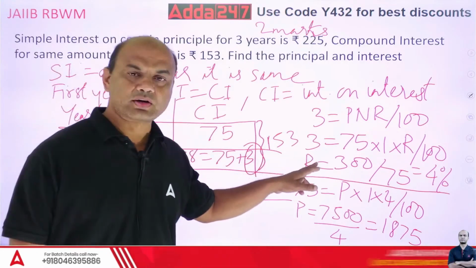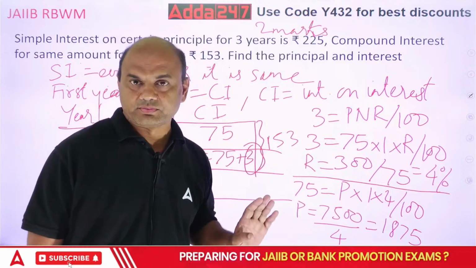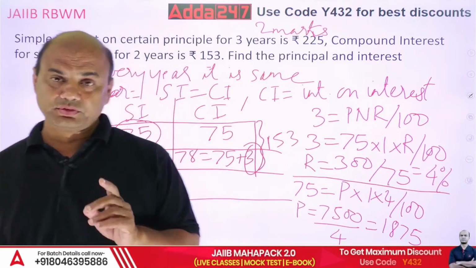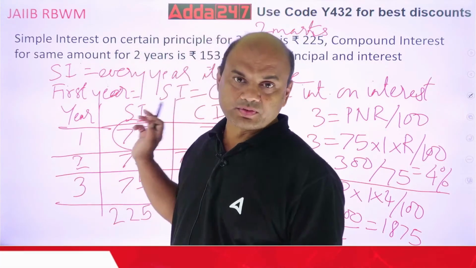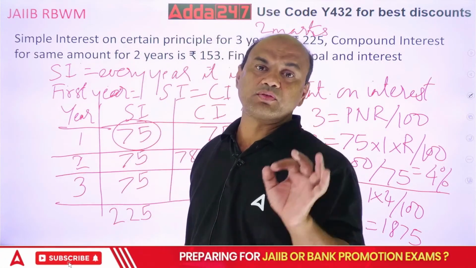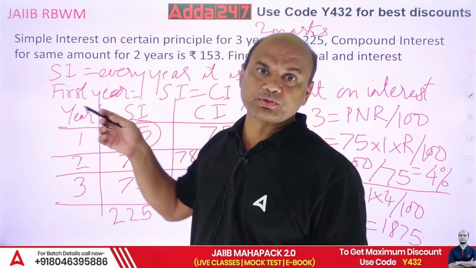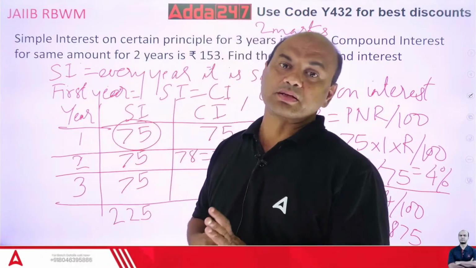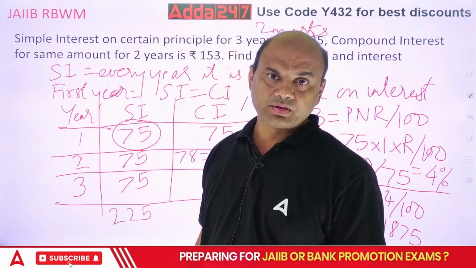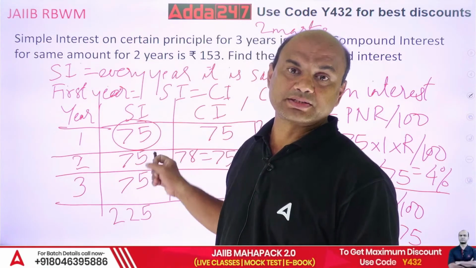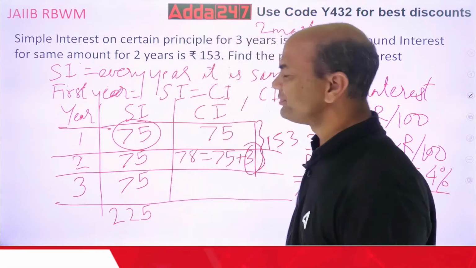R also you got, 4%. P also you got, 1875. This is how you need to solve it. Kindly note, whenever you are solving these numericals, you need to have your concepts very clear. All the three concepts over here regarding simple interest and compound interest, everyone amongst you knew it. But what was lagging was application. Right? Clear? Chalo, move on.